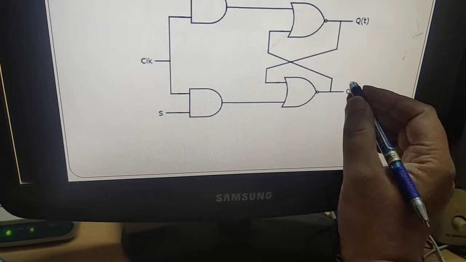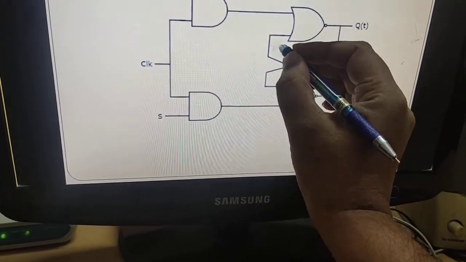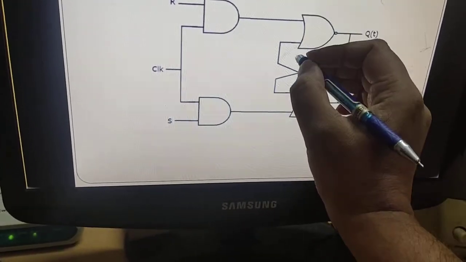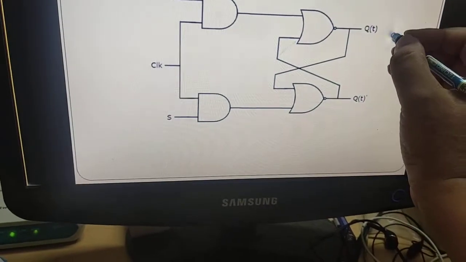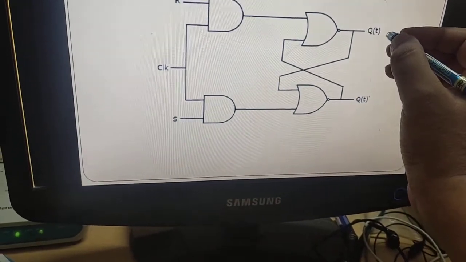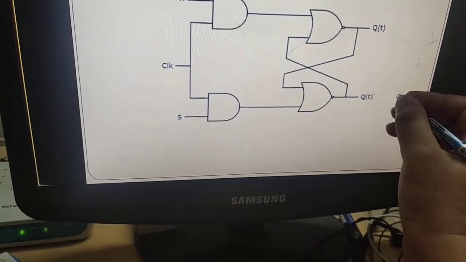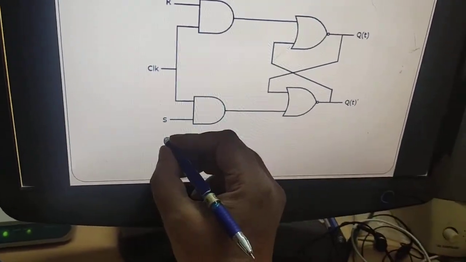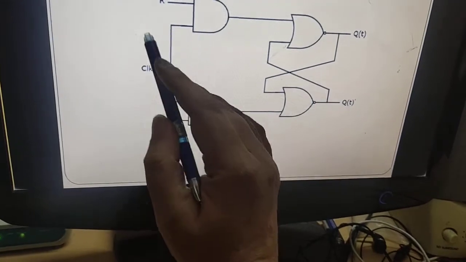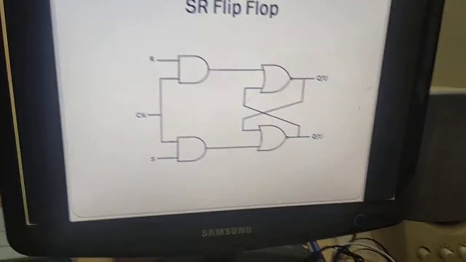Now this 0 goes here. This 0 goes here. 0 plus 0 is 0, but here it's an OR gate, so it becomes 1. The next state Q of t becomes 1 and Q bar of t is equal to 0. How does this happen? Only when S is equal to 1, R is equal to 0.